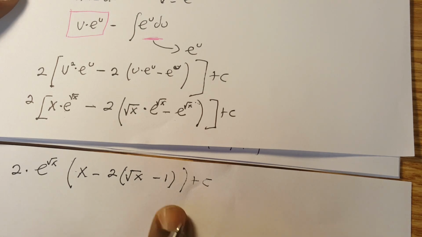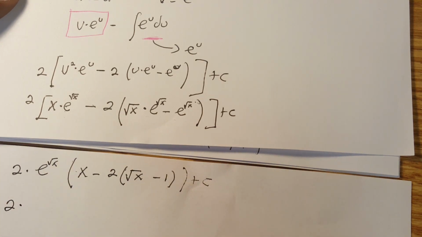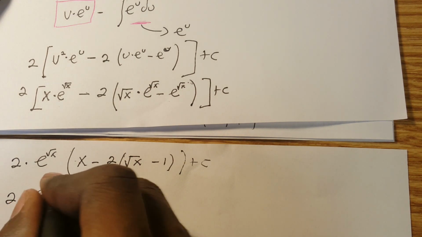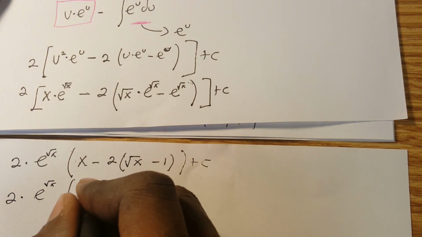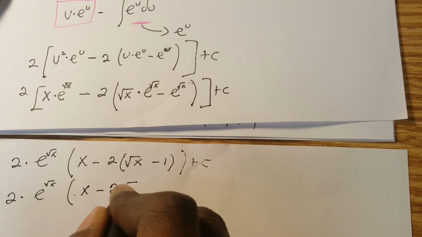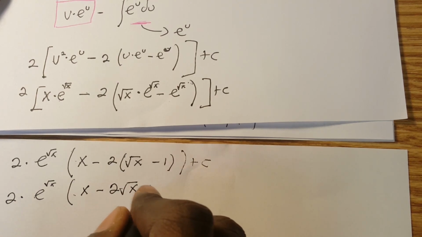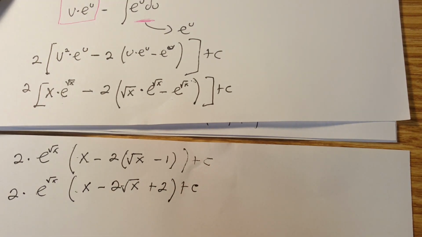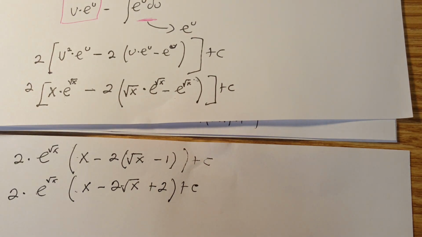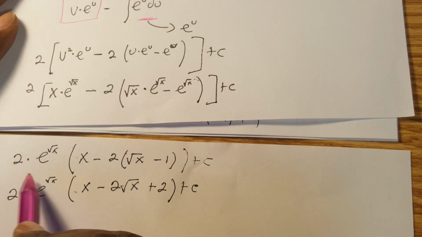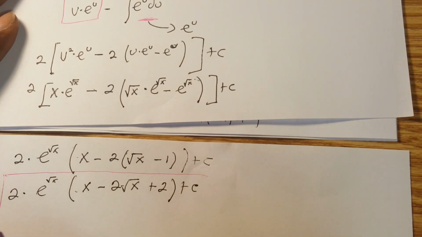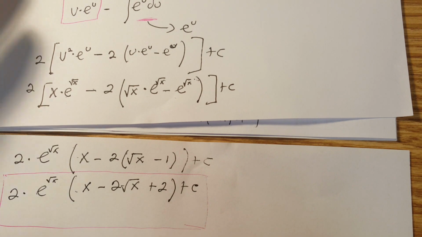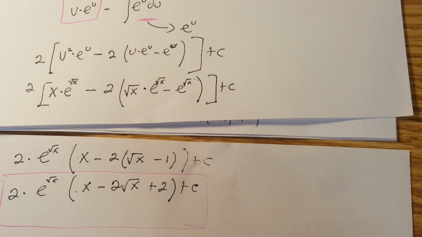We can go ahead and open this bracket up. We have 2 e to the root of x, times x minus 2 root x plus 2, plus c. So boom, you solved the problem. It was a problem which involved multiple steps of integration by parts and use of substitution, but it wasn't all that hard.